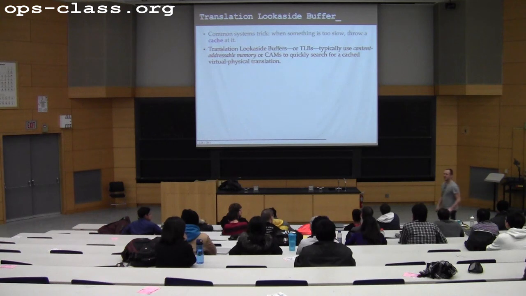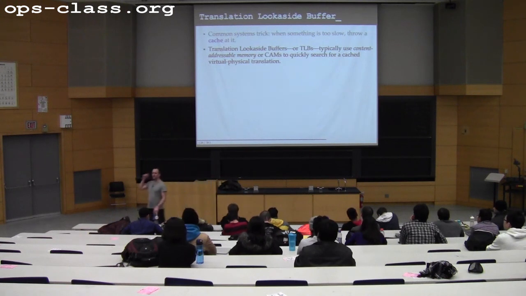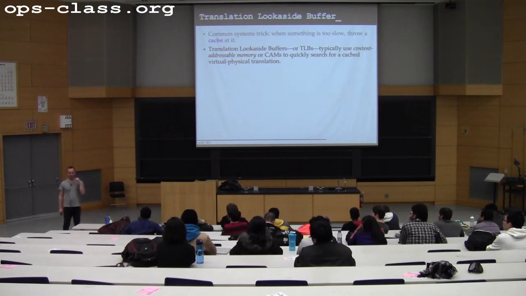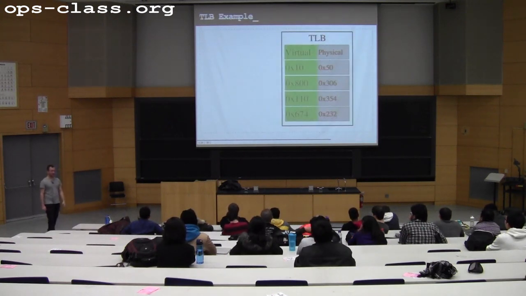So you might think, what does it mean to be content addressable? Normally, when you address memory, you use a memory address. You tell memory where to look, and it returns the contents. Content addressable memory is backwards. You tell it the content that you're looking for, and it gives you the address. So it's almost like being able to search, and content addressable memory works extremely efficiently.